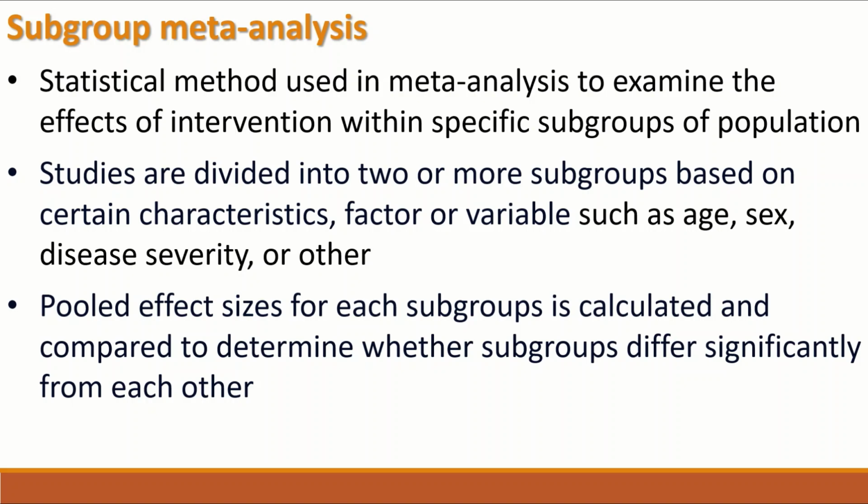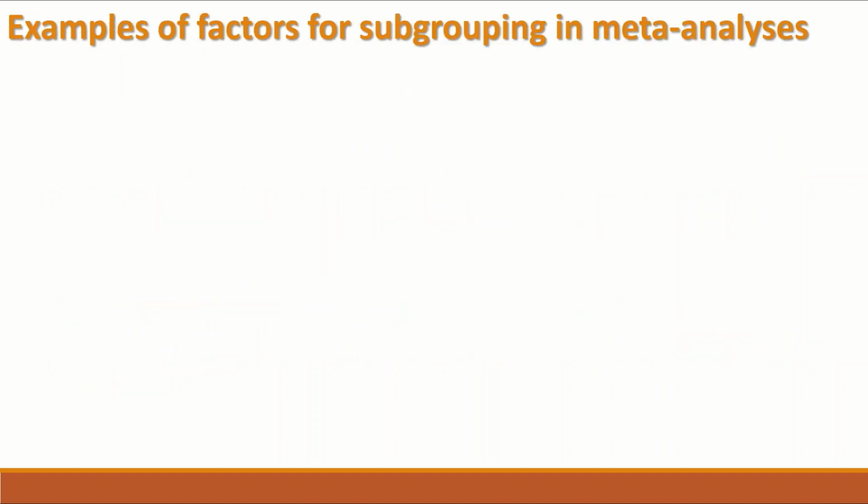So the objective is to section the studies into two groups or more, and then perform a meta-analysis for each group, then calculate a pooled overall estimate of the effect size for the groups, and then compare them to see if there is a difference and whether the difference is significant. Examples of factors for subgrouping in meta-analysis.